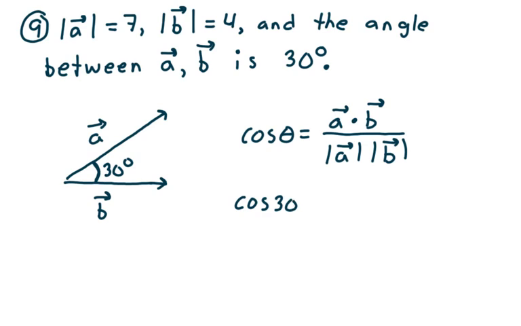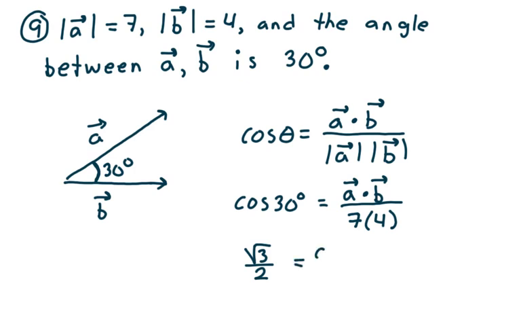Cosine of 30 degrees is the dot product of A and B divided by, now I'm going to take 7 and multiply it by 4. Now, cosine of 30 degrees is square root of 3 divided by 2. And so this is A dot B, or the dot product of A and B, divided by 28.